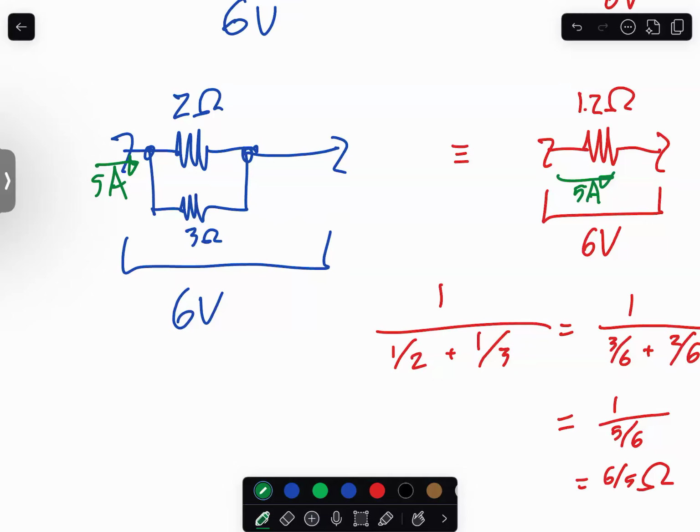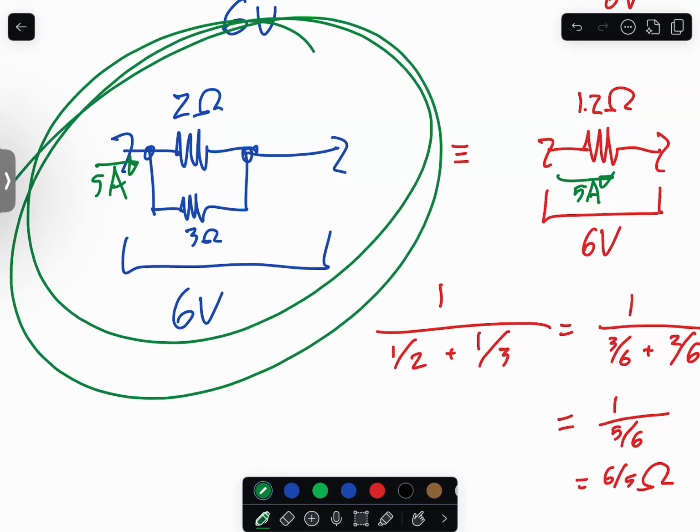No. Here's a test question. What fraction of the total flows through the 2? If you've got a Google form available, this is question I. What fraction of the total current flows through the 2 ohm resistor? I've told you the total current is 5 amps. What fraction of that flows through the top? You have plenty of information to find it. Look at this circuit. Find the fraction of the 5 that flows through the 2.